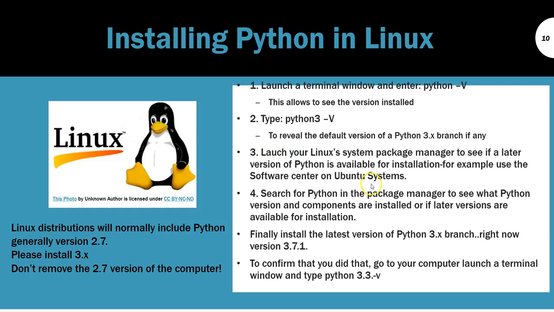Now launch your Linux package manager to see if a later version of Python is available for installation. For example, use the Software Center on Ubuntu systems. Normally, it is shown on your right-hand side with a red kind of icon, and it should say Ubuntu Software Center.